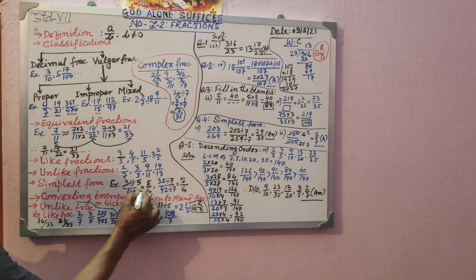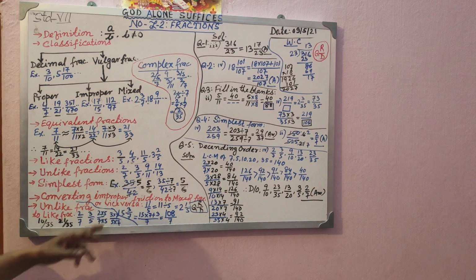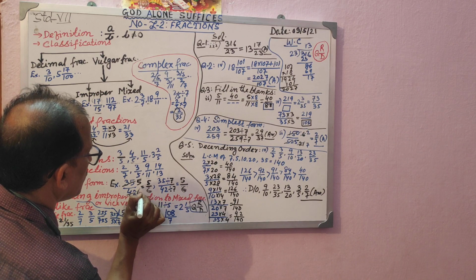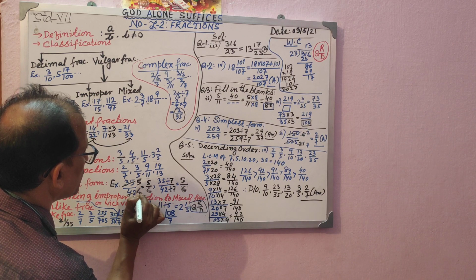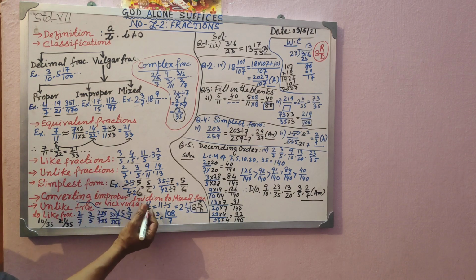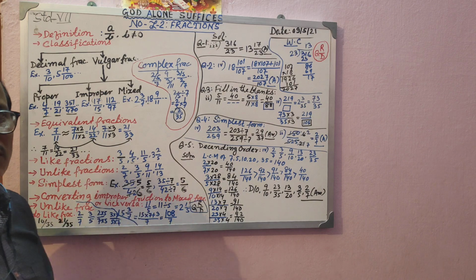Now, converting improper fractions. Improper fraction into mixed number and mixed number into improper fraction. How will you do that? You have done it. See how you will do it. I have taken an example, 11 by 5. This is an improper fraction. How will you convert that one?